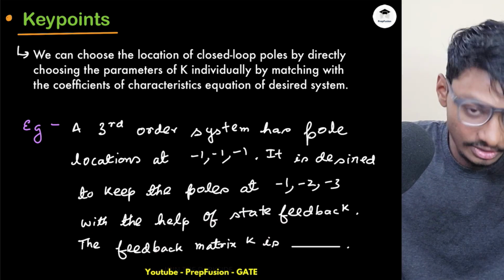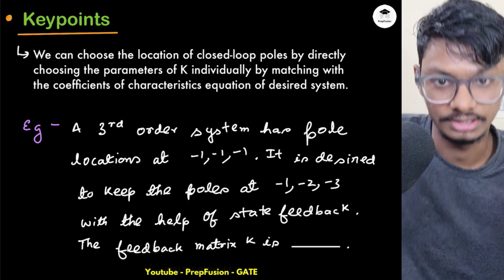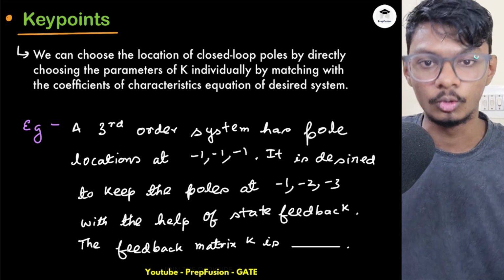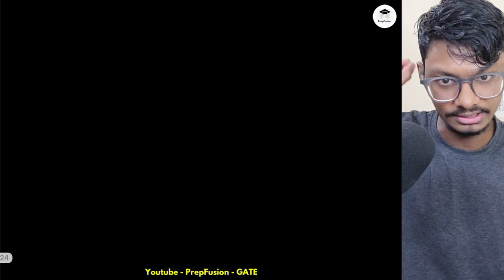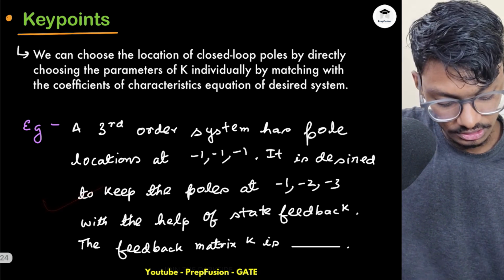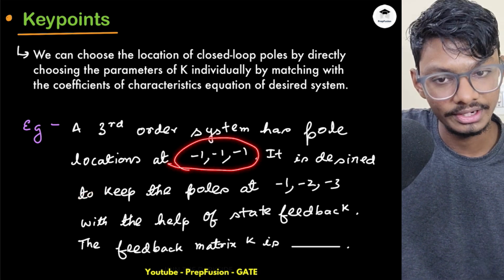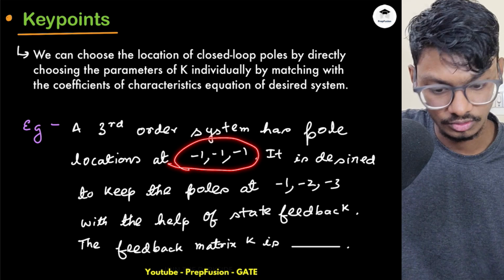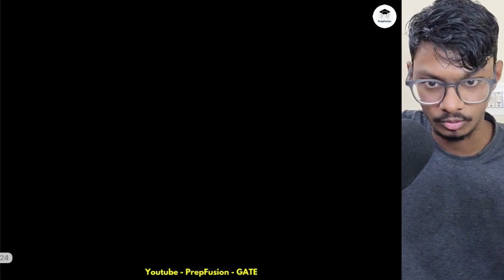They haven't told us anything about the system matrix. They have just told us the pole locations. So we will assume that the state space equations are in controllable canonical form. All the pole locations initially are at -1. It is a third order system and all the poles are located at -1.